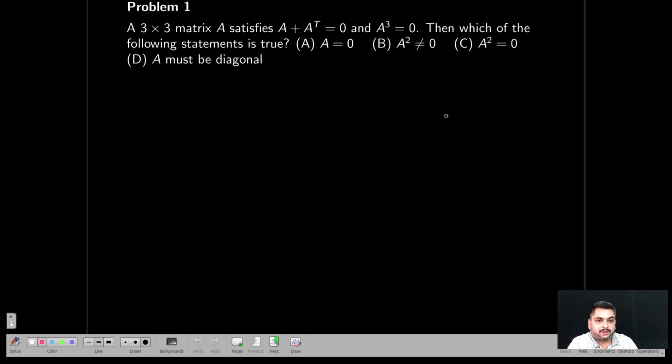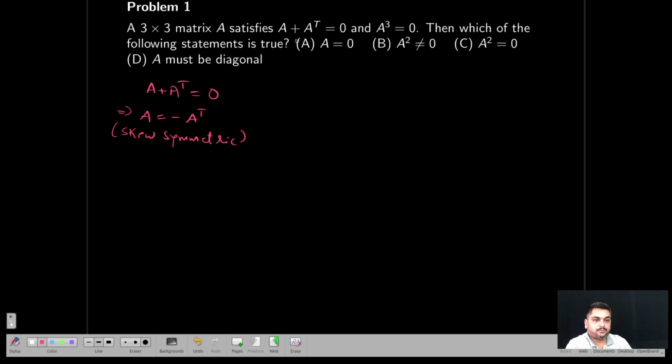A 3 cross 3 matrix A satisfies A plus A transpose equal to 0 and A cube equal to 0. Then which of the following statements is true? So there is a 3 cross 3 matrix, say A, and they have mentioned the property A plus A transpose is equal to 0. This means you can write it as A equal to minus A transpose. This is the skew symmetric matrix property. If A is equal to minus A transpose, then it is skew symmetric.